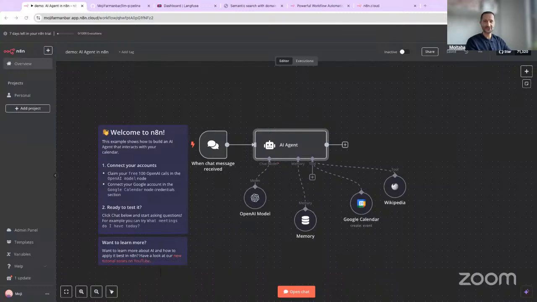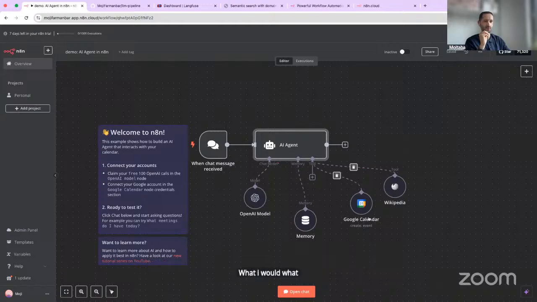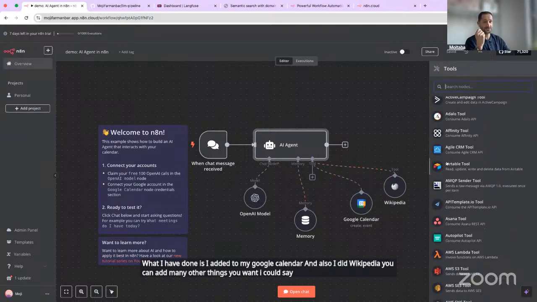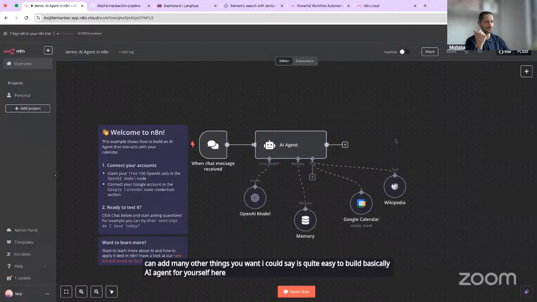It's simple and easy to create an AI agent. So you have an OpenAI model. It gives you some free access, I think around 100 API calls. There is a memory, as we discussed, since for an AI agent we also need memory. What I have done is add my Google Calendar and also Wikipedia. You can add many other things you want. It's quite easy to build an AI agent for yourself here, but I use it just to show how it works.